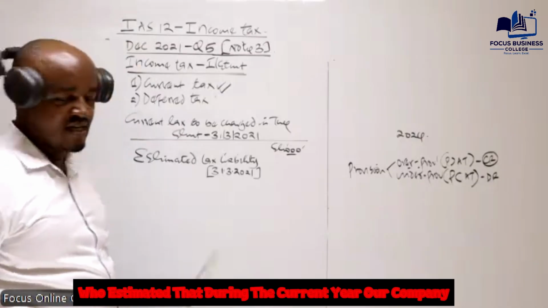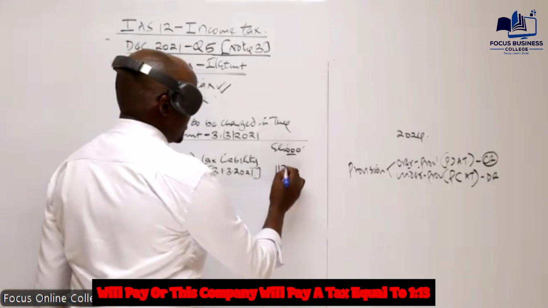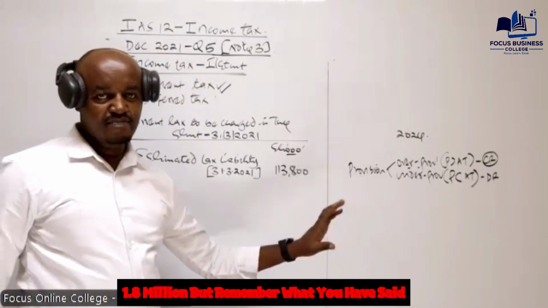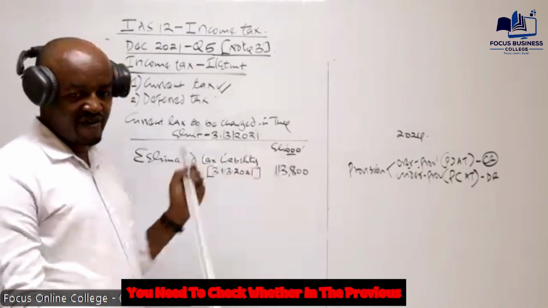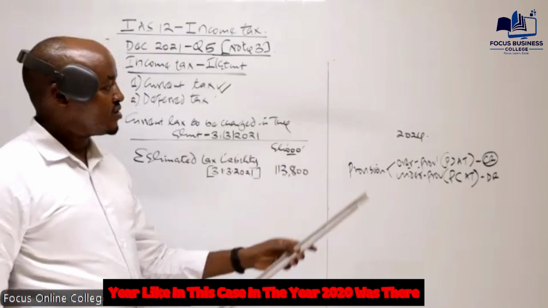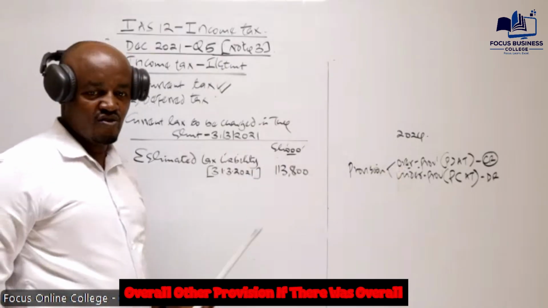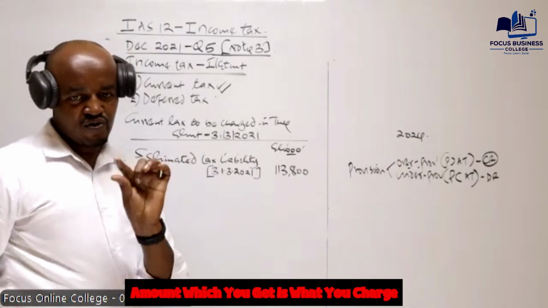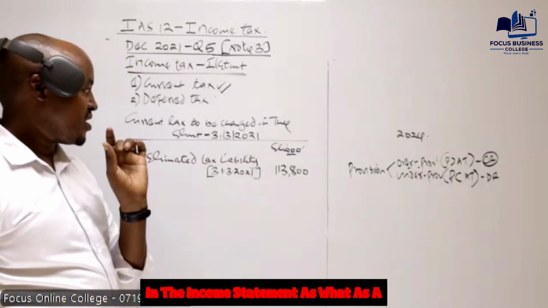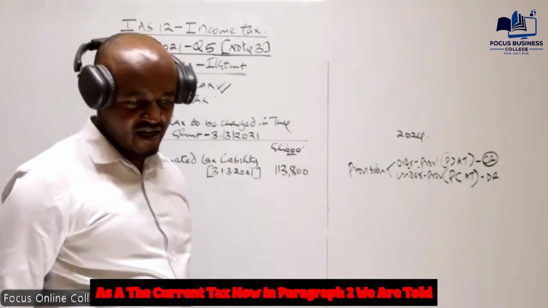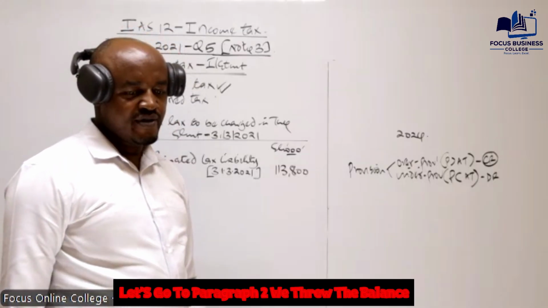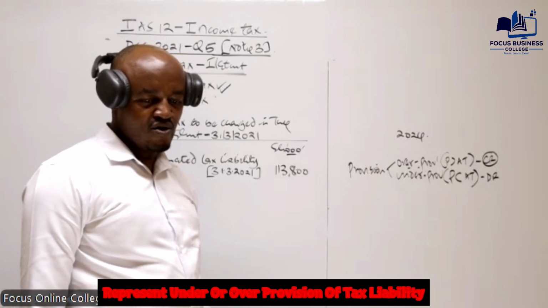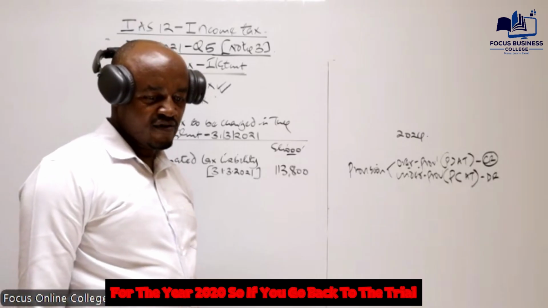As an accountant, you estimated that during the current year, this company will pay a tax equal to 113.8 million. But remember what you have said. You need to check whether in the previous year, in the year 2020, there was over or under provision. If there was, you have to bring it to this year and adjust it to this amount. The net amount which you get is what you charge in the income statement as the current tax. Now, in paragraph 2, we are told the balance on the current tax in the trial balance represents under or over provision of tax liability for the year 2020.